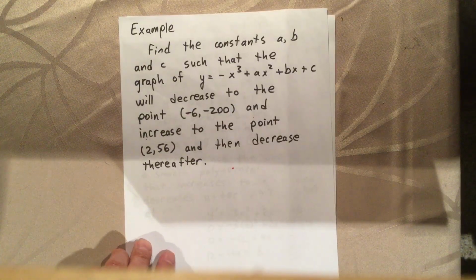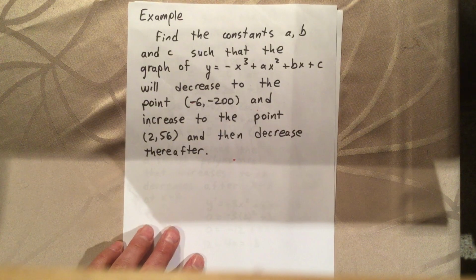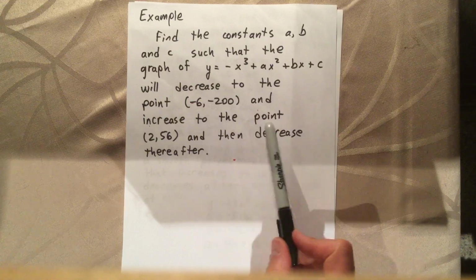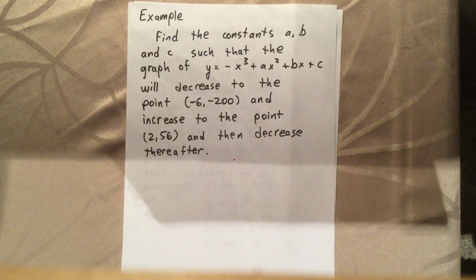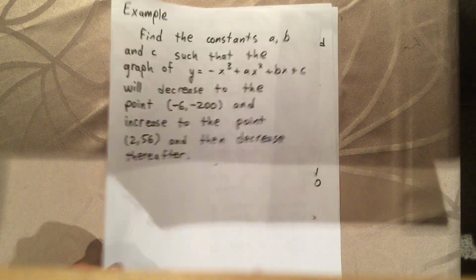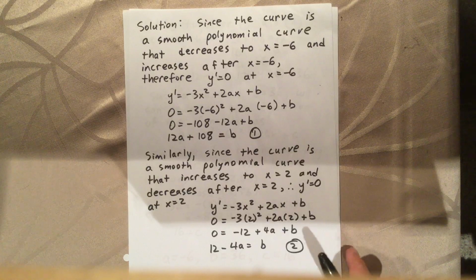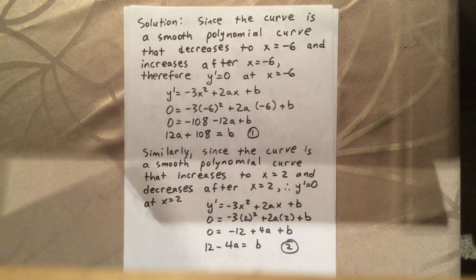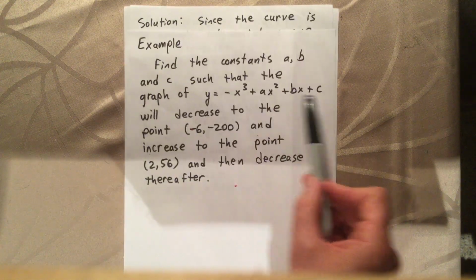For our last question here, we're going to find the constants a, b, and c such that the graph of y equals -x cubed plus ax squared plus bx plus c decreases to the point -6, -200, then increases to the point 2, 56, and then decreases thereafter. Since we know that the curve is a smooth polynomial curve, a curve that looks like this, it's a cubic.